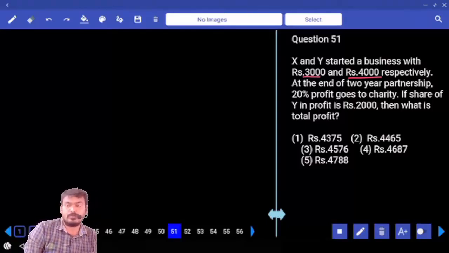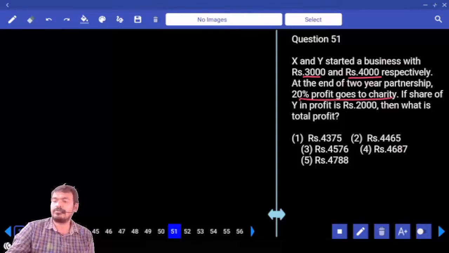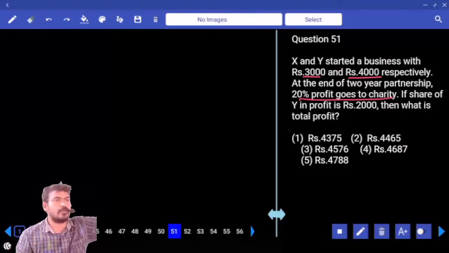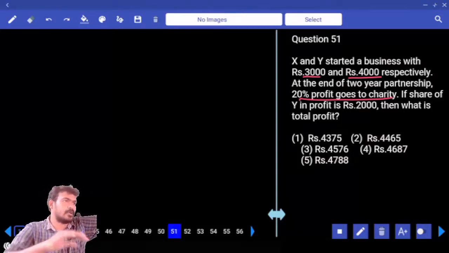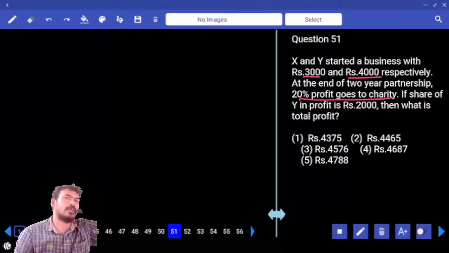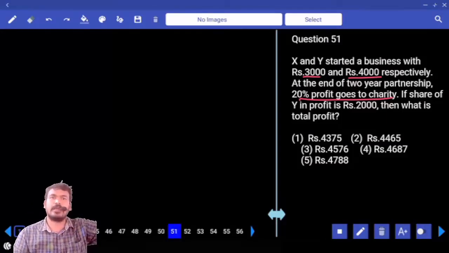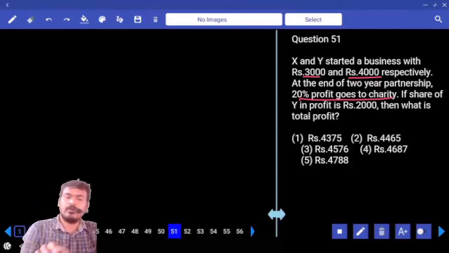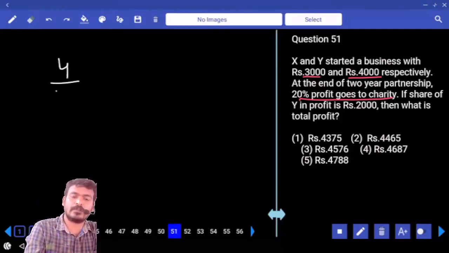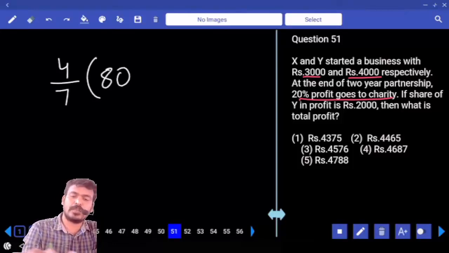But out of the total profit, 20% goes to which one? Charity. Suppose total profit is 100%, 20% goes to charity, means what is the remaining percent? 80%. That 80% will be distributed based on their investments, or not. First one invested 3 parts, second one invested 4 parts, out of 7 parts, or not. Out of 7 parts. What is the second one's investment? 4 parts out of 7 parts, but 4 by 7 of how much percent is received?